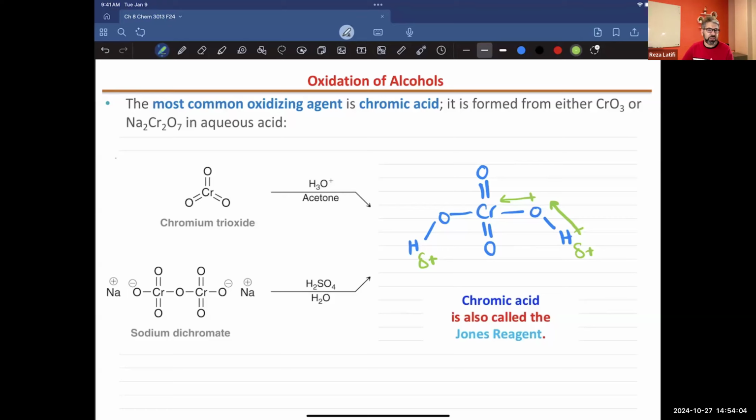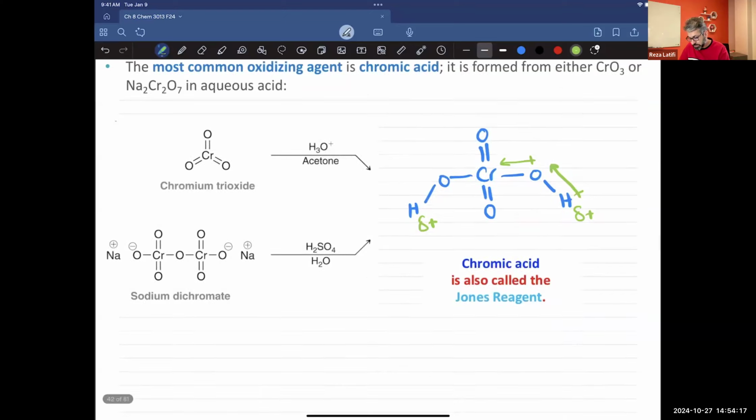It's not friendly for the environment, because at the end you need to handle the waste properly. So as chemists, honestly, we don't like to use this reagent a lot.